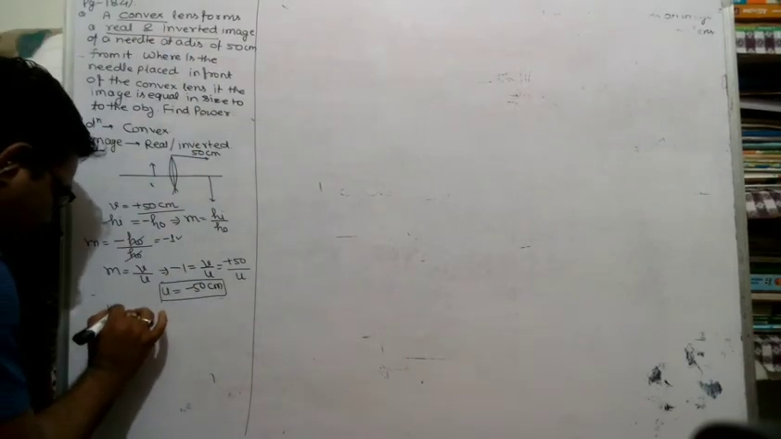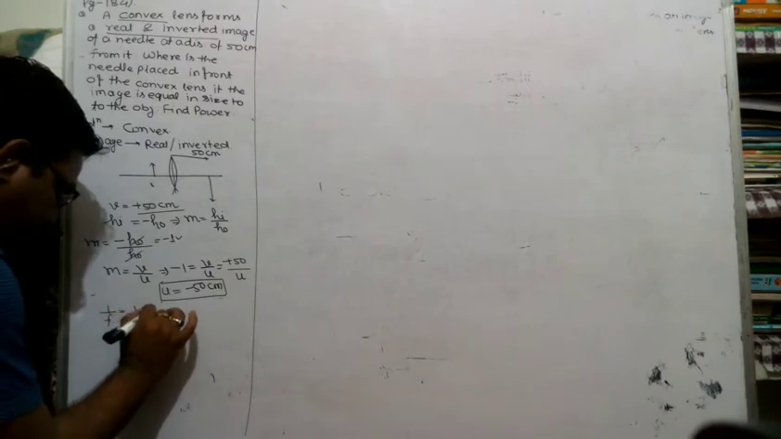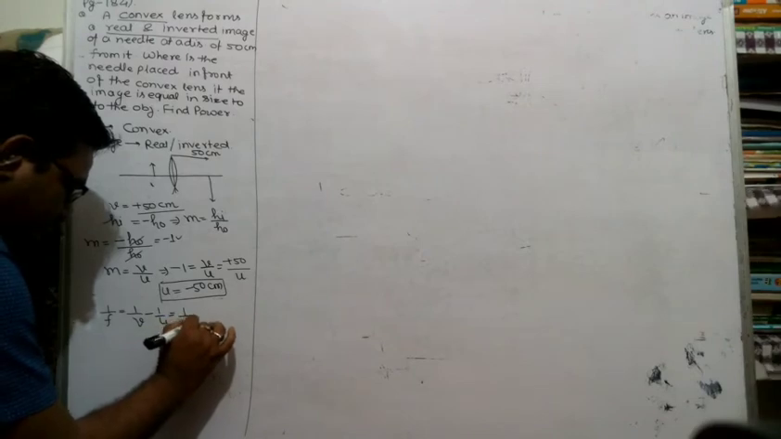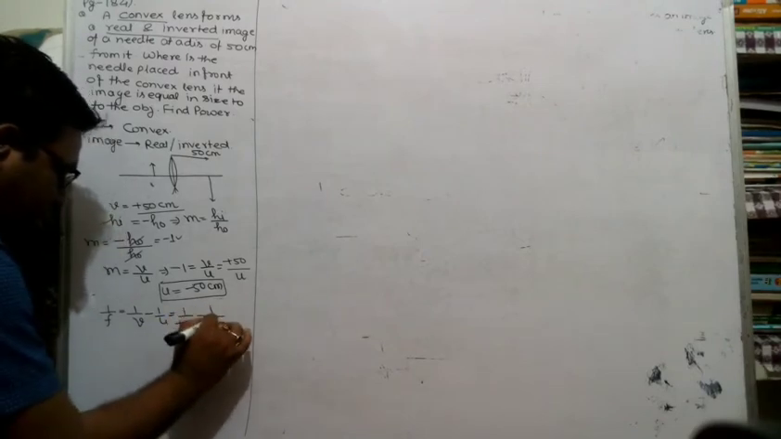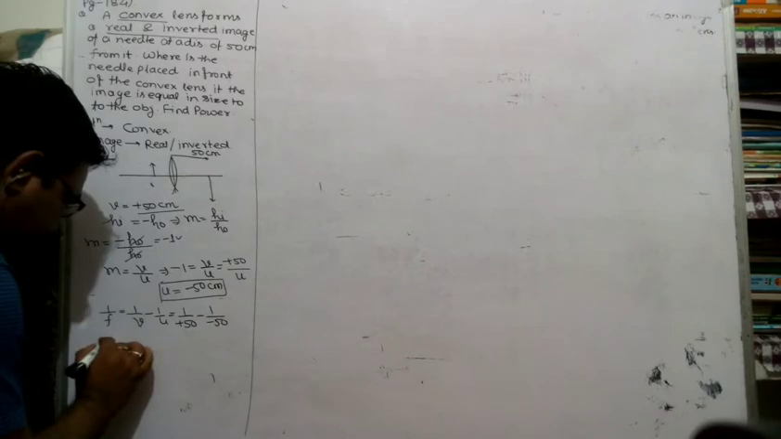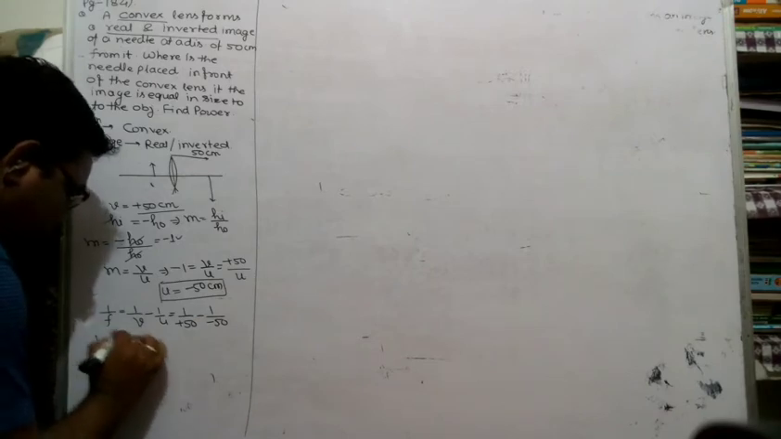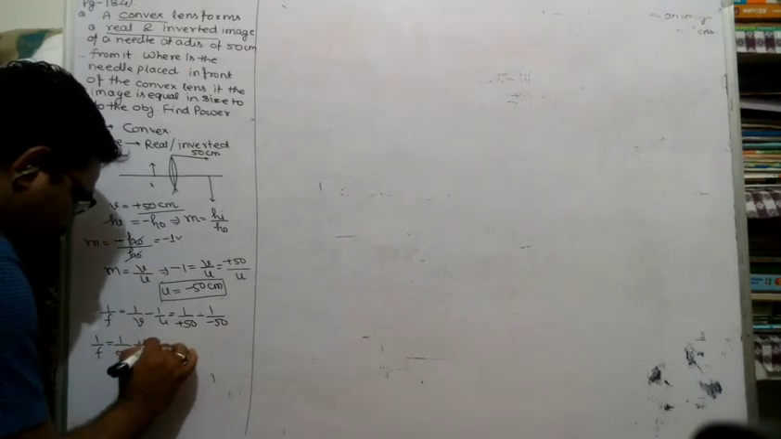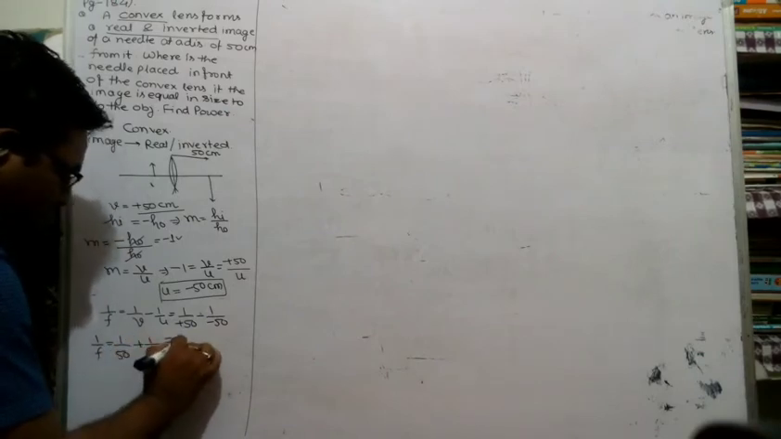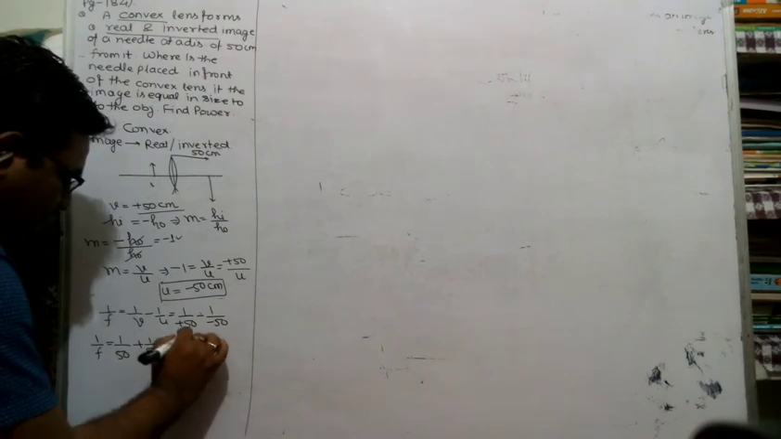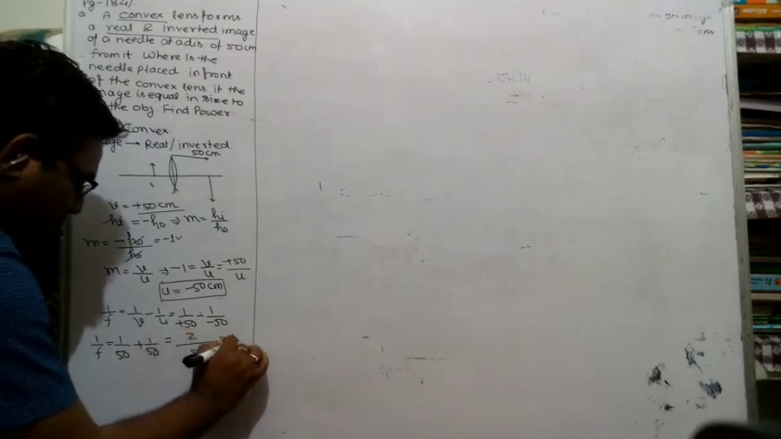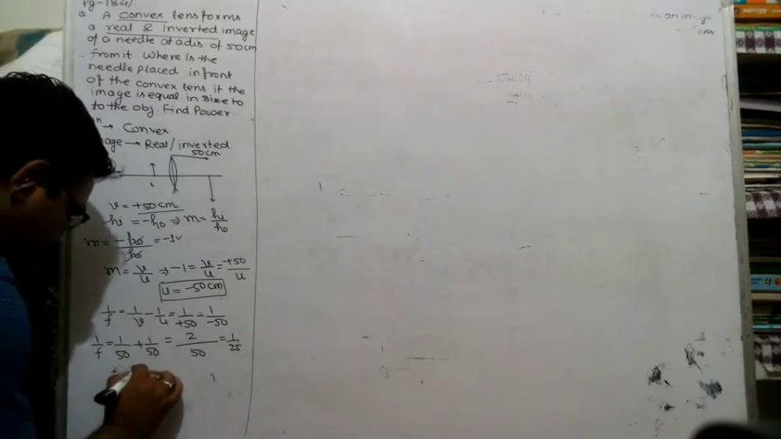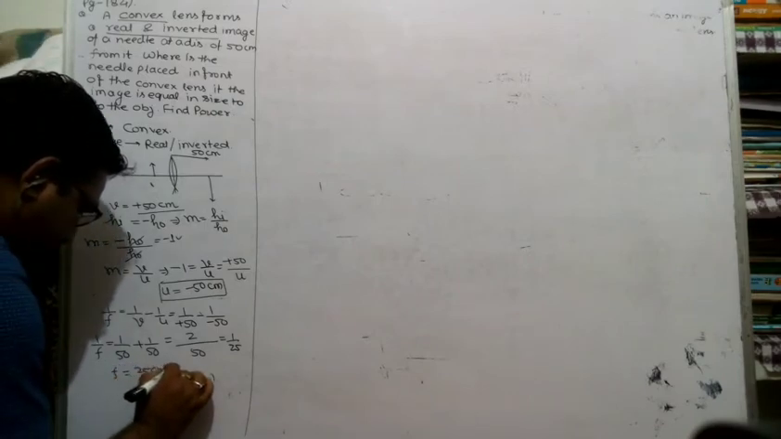1 upon F is equal to 1 upon V minus 1 upon U. 1 upon V plus 50, 1 upon U minus 50. So 1 upon F is equal to 1 upon 50 plus 1 upon 50. When you solve, 50 twos, that is 1 upon 25. So F is equal to 25 centimeter.